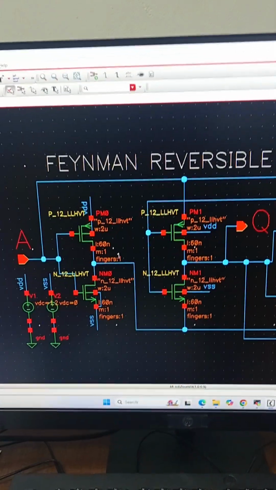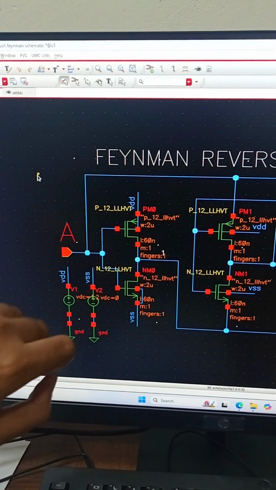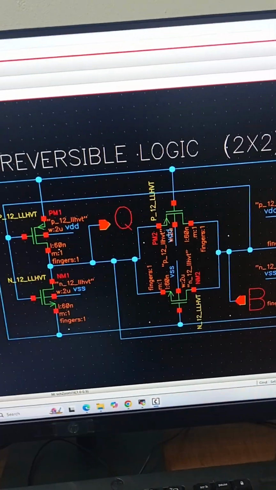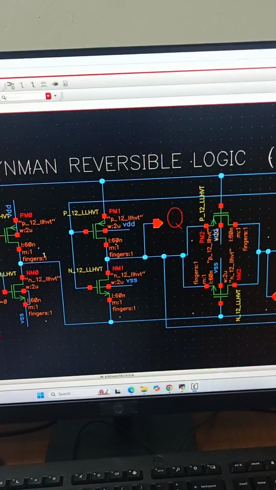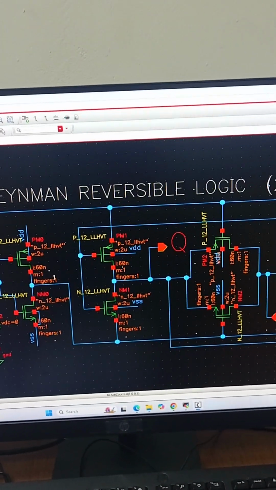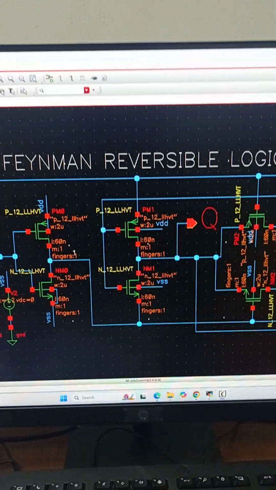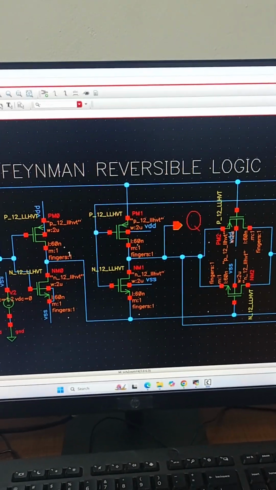One output is called P, and P is equal to A. The other output is Q, and Q is equal to A XOR B. So we can compute the inputs A and B from the outputs P and Q, that is, no information is lost. These are the basic building blocks in quantum circuits.